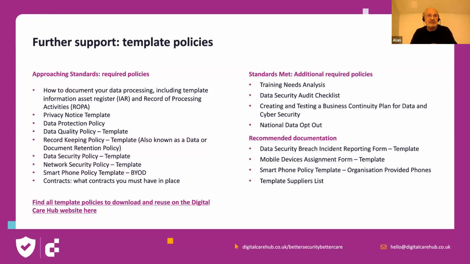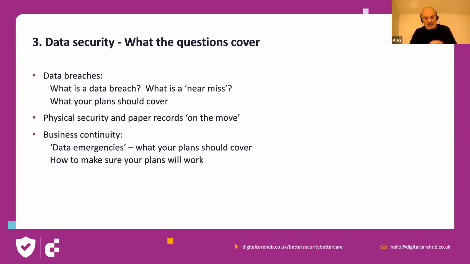And there is further information on the national data opt-out, should you want to check what that's about, including some cut and paste text that you can add into your policies and procedures. And then there is some recommended documentation available around breaches, reporting those breaches, mobile device assignment form, smartphone policy template, and a template suppliers list, which links to the point I was making about knowing who you share information with, etc. So again, all of the resources you might need are available.